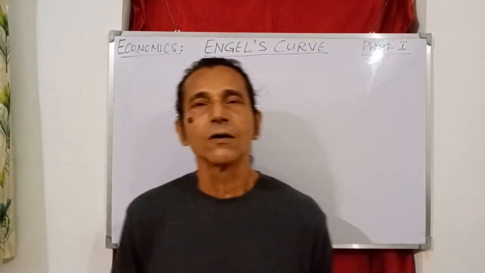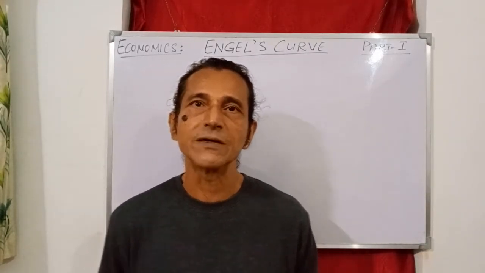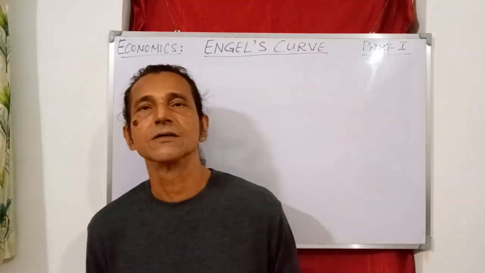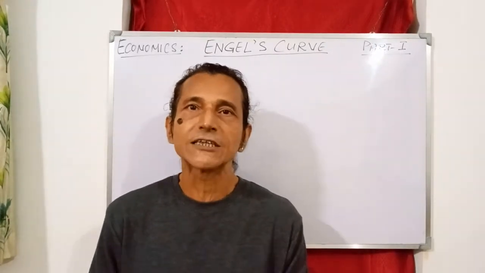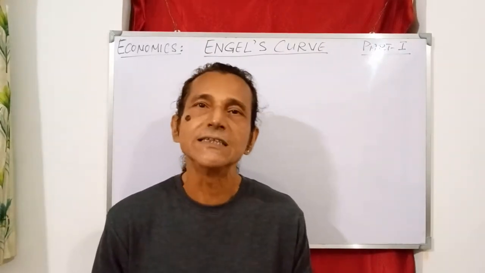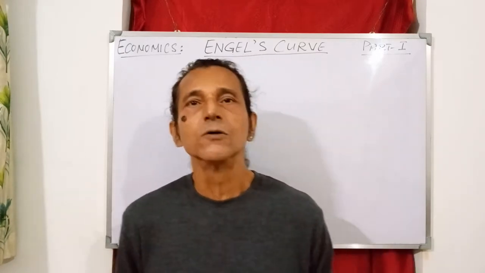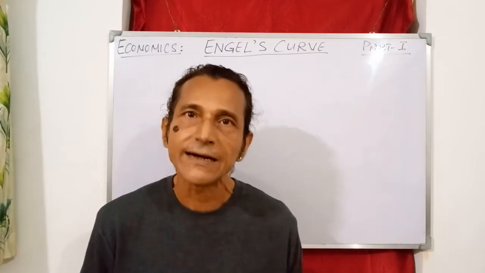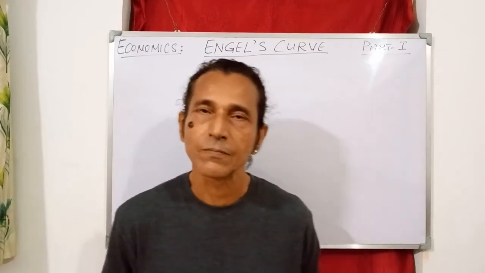Way back in 1856, the famous German statistician Ernst Engel studied the behavior of consumers as regards the purchase of necessity commodities and luxury commodities with changes in income level. And he postulated that the poorer a family is, the greater is the percentage of income spent on nourishment.